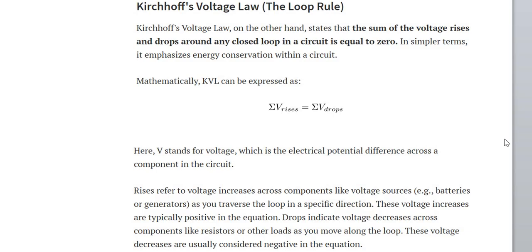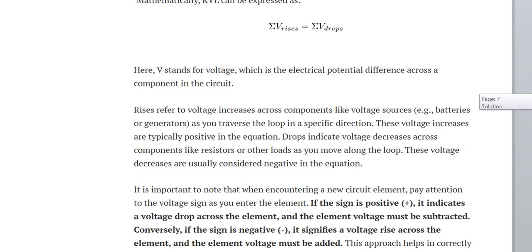Drops indicate voltage decreases across components like resistors or other loads as you move along the loop. These voltage decreases are usually considered negative in the equation. It can be mathematically expressed as the summation of potential rises is equal to the summation of potential drops. Here, V stands for voltage, which is the electrical potential difference across a component in the circuit.